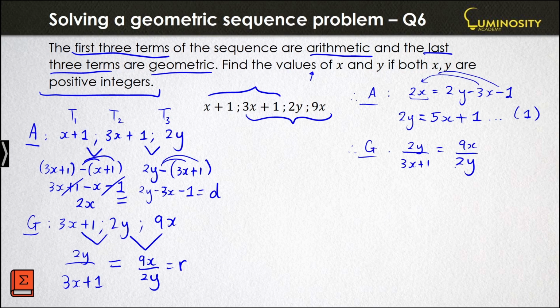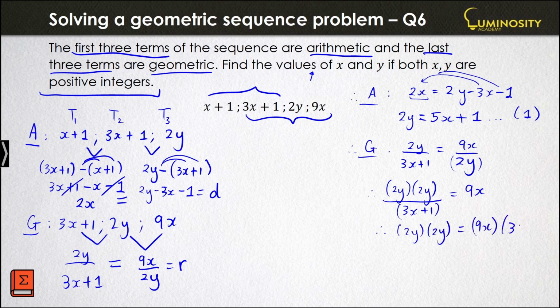Let me first cross multiply both sides by this 2y on the right. I get 2y times 2y over 3x plus 1, and since I multiplied by 2y on the right, I'm just left with 9x. Then I'm going to multiply both sides by 3x plus 1, giving me 2y times 2y equals 9x times (3x plus 1).